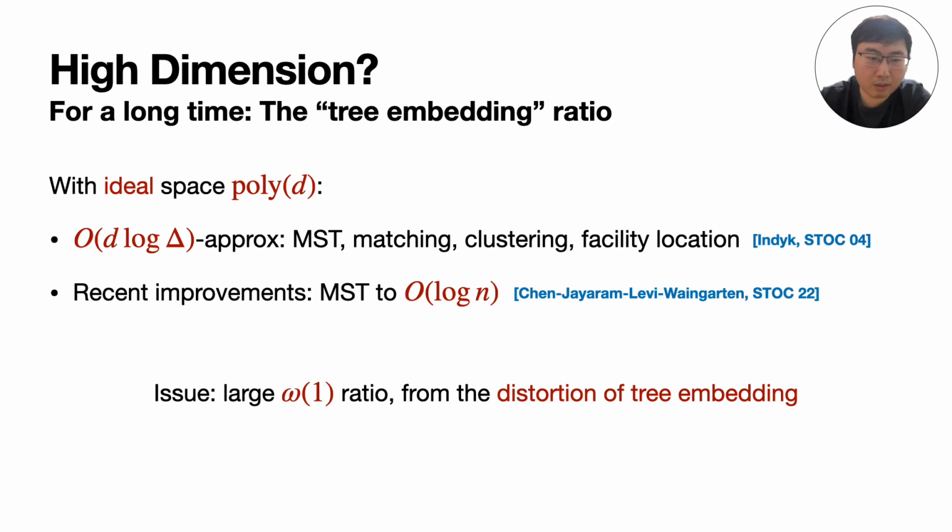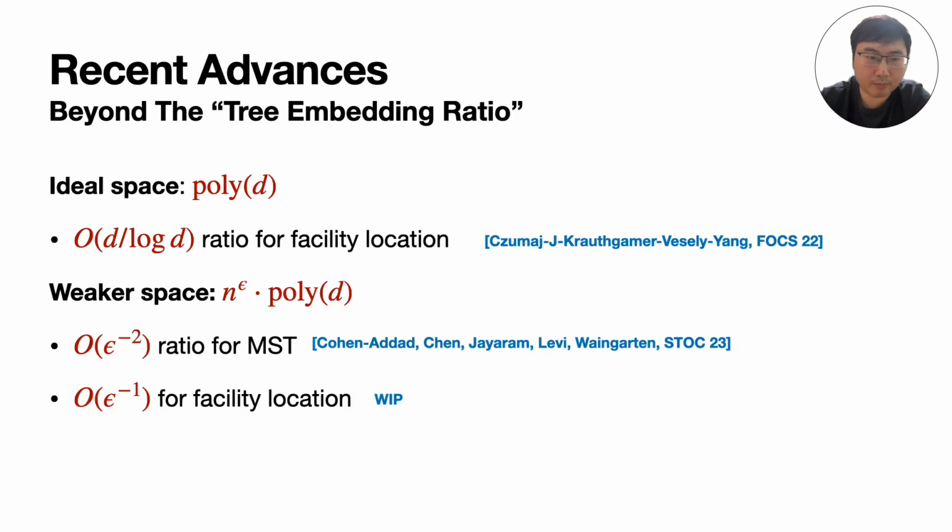Even until 2022, the ratio was only slightly improved to log n for MST, and this is still about the tree embedding gap. Indeed, the big issue here is the large omega(1) ratio from the tree embedding. Interestingly, recent works can break this fundamental barrier of tree embedding and obtain several improved results.